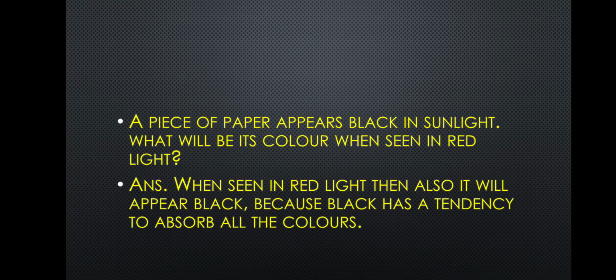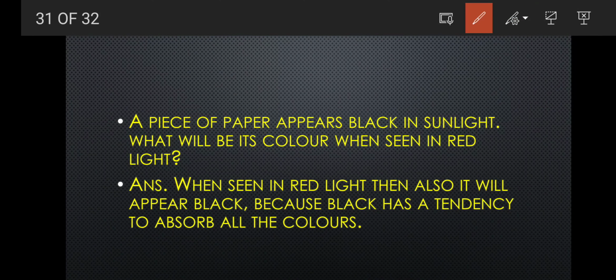Next, a piece of paper appears black in sunlight. What will be its color when seen in red light? So when seen in red light, then also it will appear what? Black. Why? Because this color has a tendency to absorb all the colors, and that is why when we wear black color, we feel warm, we feel hot. Why we feel hot? Because it has a tendency to absorb all the lights, and that is why we feel warm, we feel hot.